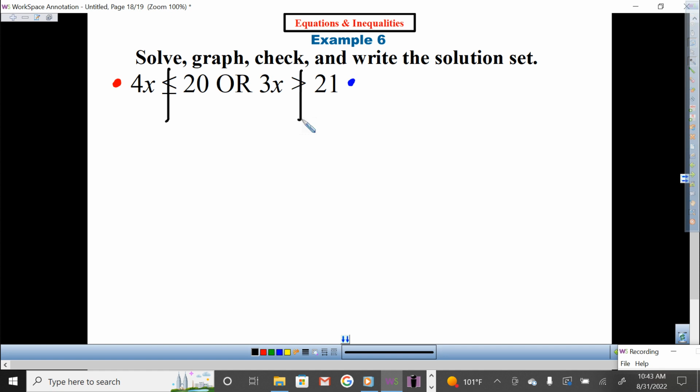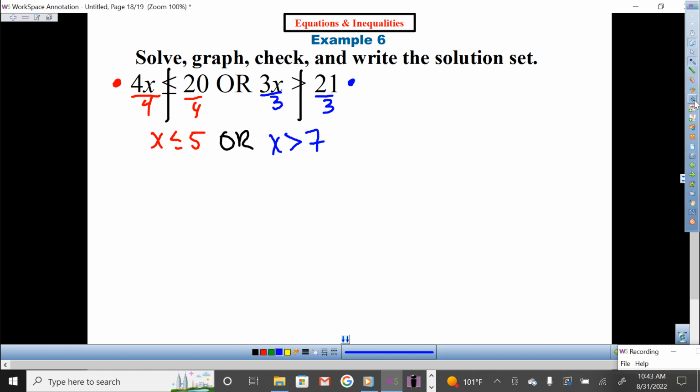All right. All right, help me out, William. What do I do? Divide by 4, so we end up with x less than or equal to 5. Or, continue. Divide by 3, x greater than 7. Hands, have you got that? Yeah, that is correct. Okay, let's graph this.